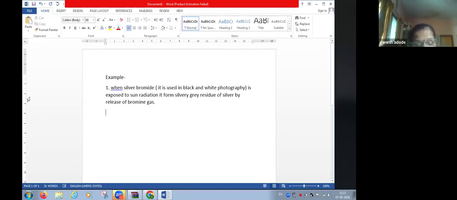Now, how can the reaction be written? The formula for silver bromide is AgBr, right? Whenever AgBr is exposed to sun radiation, it is converted into silver, that is Ag, plus there is formation of Br2.